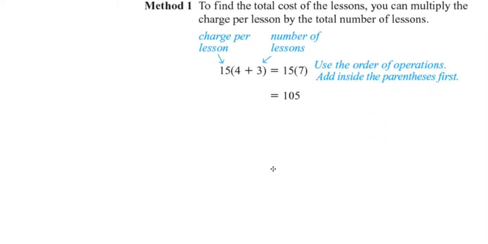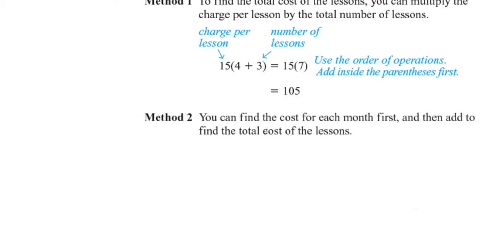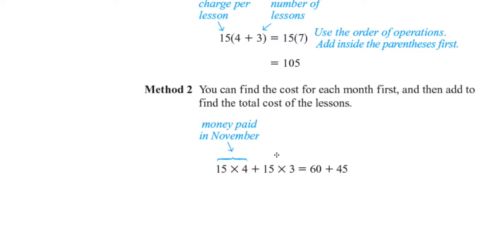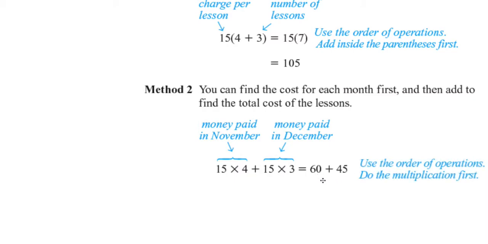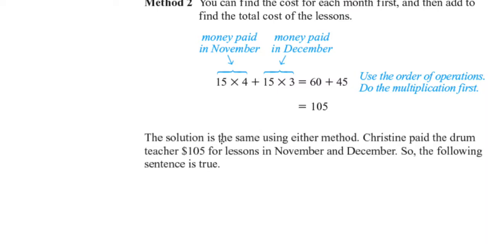Let's take a look at method 2. Same problem. You can find the cost for each month first, and then add to find the total cost of the lessons. We find the money paid in November, which is 15 times 4, and then add it to the money paid in December, which is 15 times 3. Again using the order of operations, we multiply before we add. So we have 60 plus 45. We still end up with the same answer, 105. So what do you notice? The solution is the same using either method. Christine paid the drum teacher $105 for lessons in November and December.